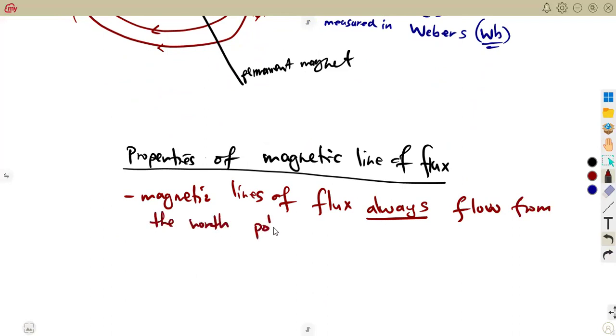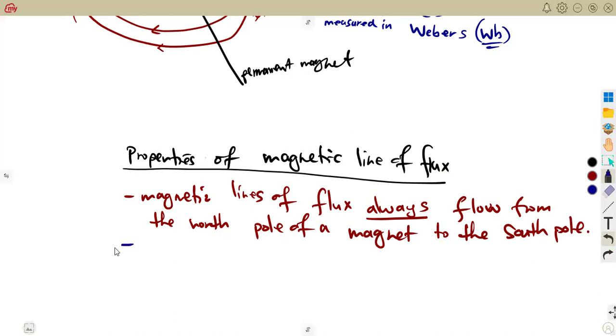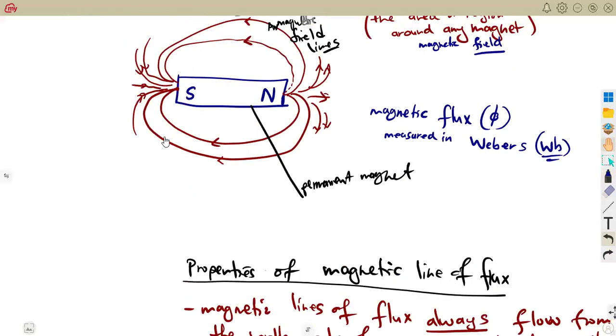Magnetic lines of flux always flow from the north pole of a magnet to the south pole. So this has to be considered as a property of the magnetic lines of flux. Also, the magnetic lines of flux always form closed loops, as we are seeing here.